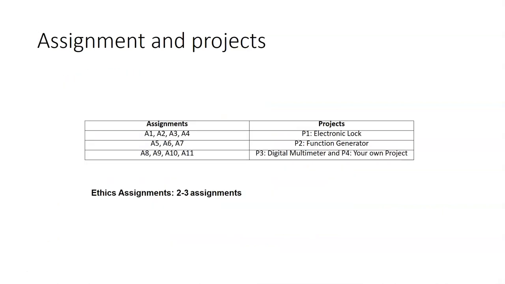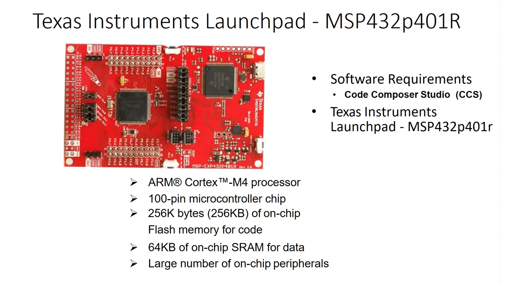So a big part of this course is the lab. We'll have 4 big projects, the 4th being the final design project of your choosing. And for each of these projects, we'll have several assignments that build up to the bigger project. Okay, so let's talk about the microcontroller that we're going to use. So this is the Texas Instruments microcontroller, and it has an MSP432 chip on this PCB.